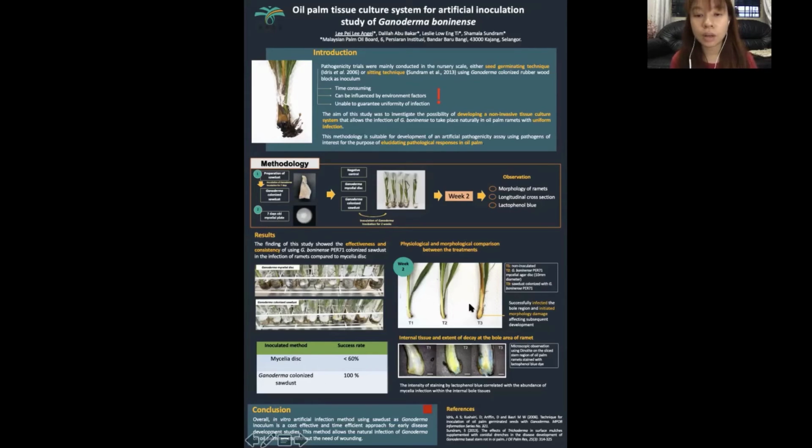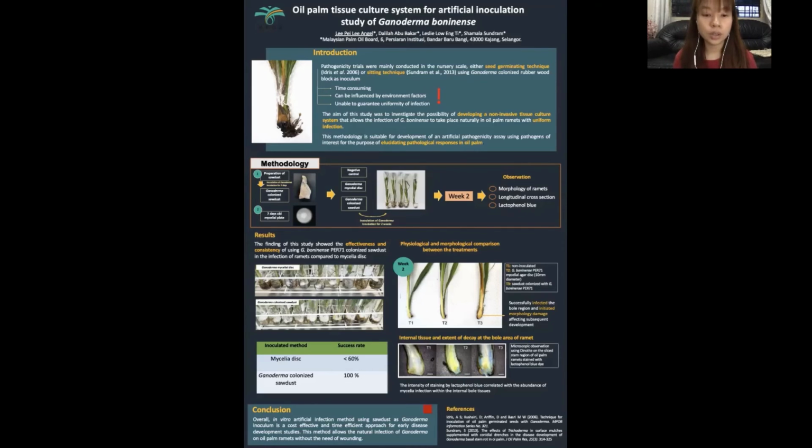So after that, in the morphological comparison here, it shows that the ramet infected using the Ganoderma colonized sawdust is successfully infected. The infection was happening in the bowl area, as you can see from here. It also shows that the intensity using the colonized rubber wood sawdust as an inoculum is actually higher compared to the others as well.